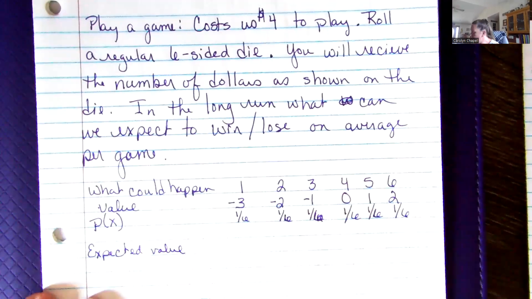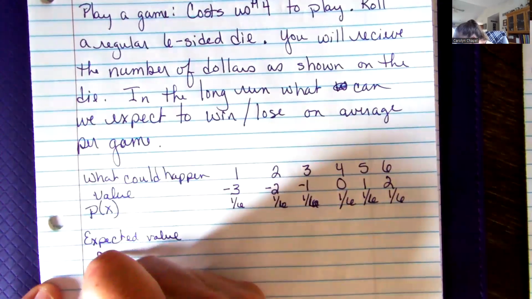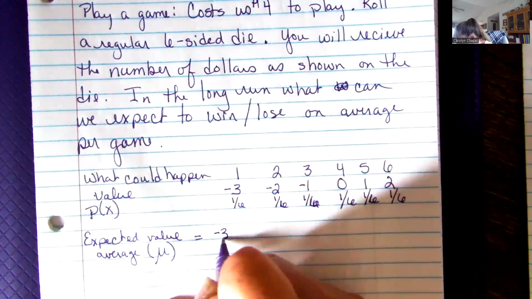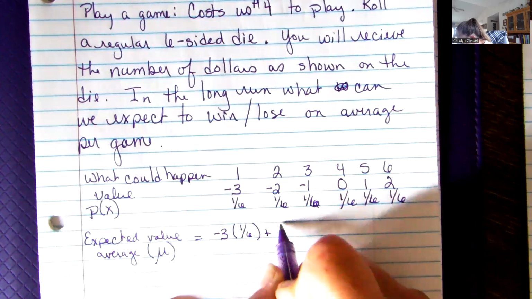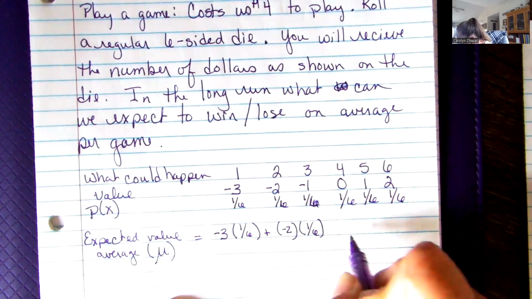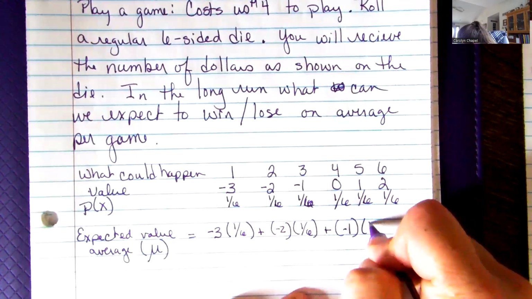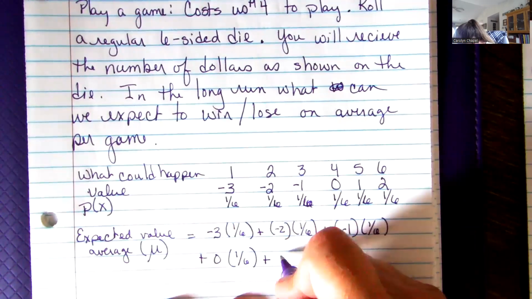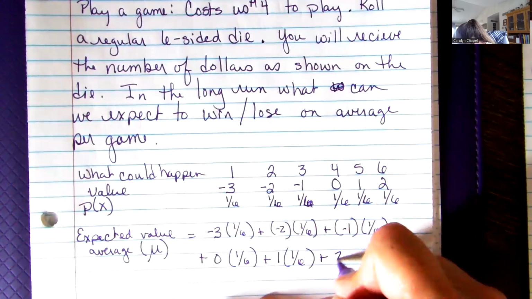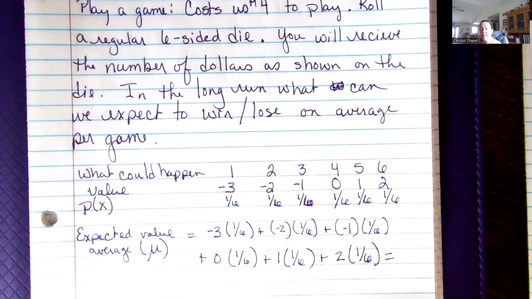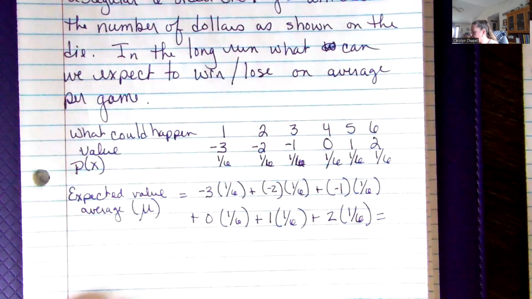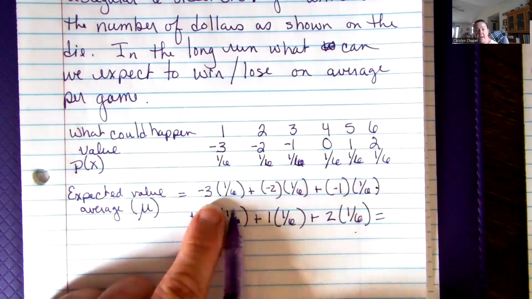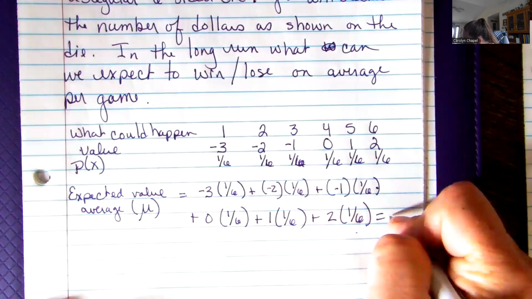what we expect to achieve or win or lose, or we can think of this as the average, our mean, mu, we're going to take that -3 times 1/6, add that to -2 times 1/6, add that to -1 times 1/6, add that to 0 times 1/6, add that to 1 times 1/6. One more, 2 times 1/6. And if we do all this math, getting out our calculators or knowing that this is going to be 0, this is going to be a negative of this one, so these cancel out, those cancel out. I'm left with that negative 3 over 6, which is a negative 0.5.